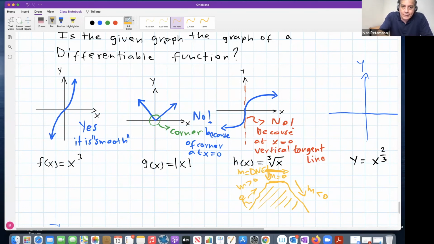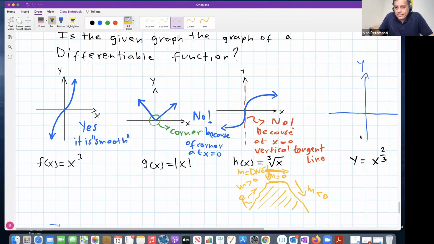Someone is suggesting infinity. Yes, you could think of the slope of this vertical line being infinity, but it could also be negative infinity. So it's not a real number. Mathematicians just say undefined, does not exist. When you encounter this, you have to say that this function is not differentiable, even though it looks smooth. Because of this vertical tangent line, not differentiable.